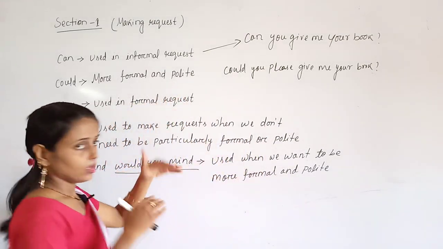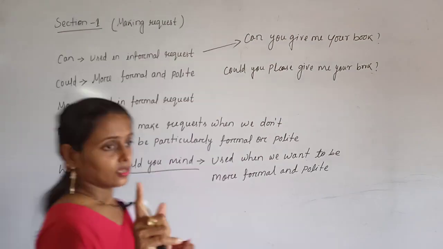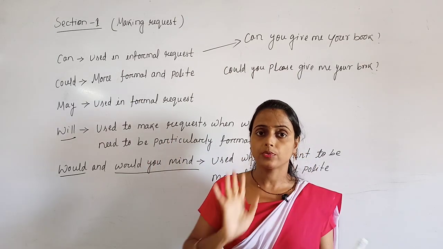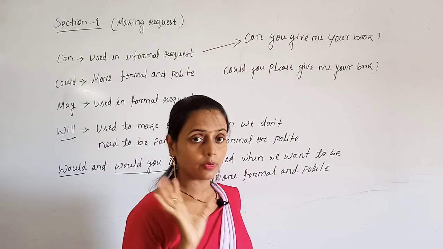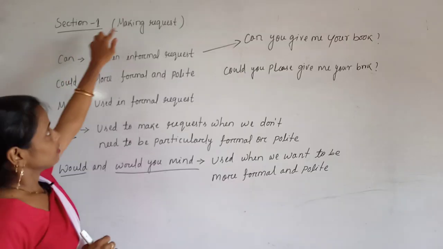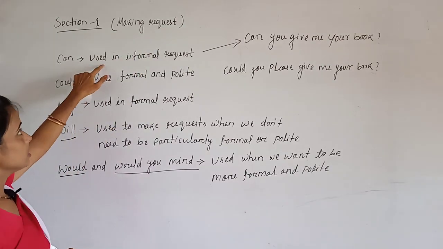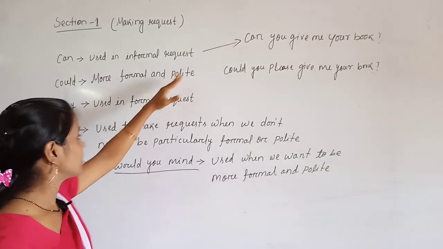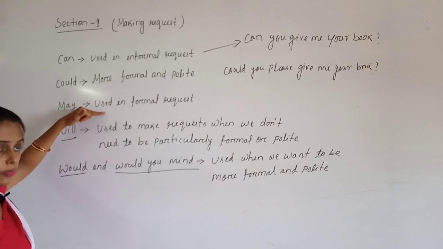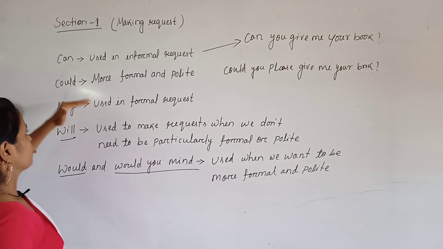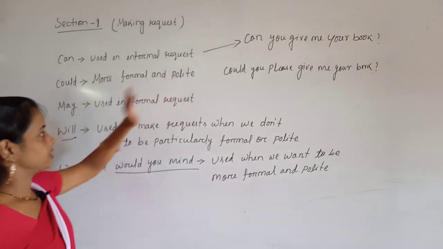Got it? So, let me say it once again. Listen. Whatever I have written on the board, you also write it down in your copy so that you can understand in a better way. Section wise I will go. So, section 1, making request. Can is used in informal request. Could is more formal and polite. Why is it mentioned as more formal? Because may is used in formal, will is also used in formal. That's why could is more formal than may. So, could, more formal and polite.